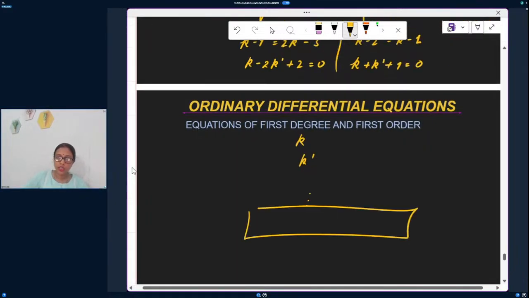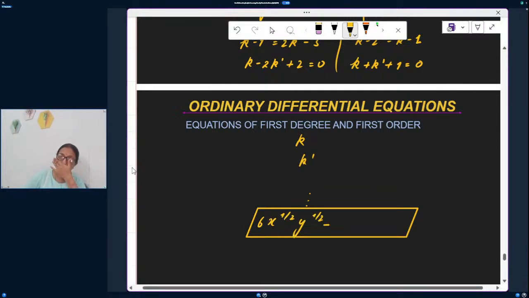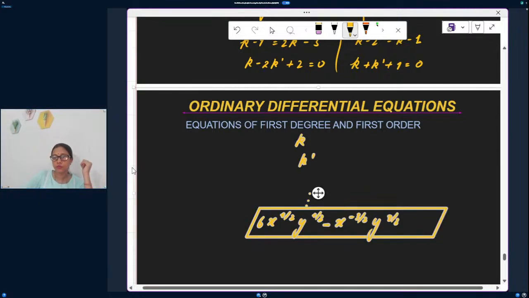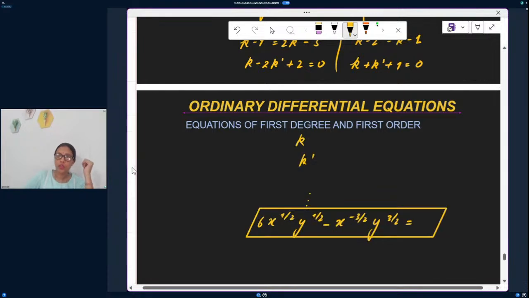We can discuss. The answer is 6x raised to power half, y raised to the power half, minus x raised to power minus 3 by 2, y raised to power 3 by 2 is equal to constant. That's your solution. Okay, and the exact part is done.